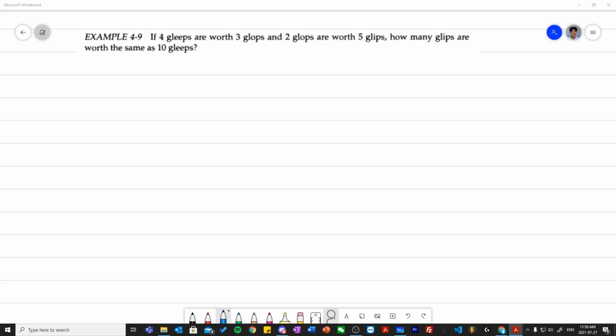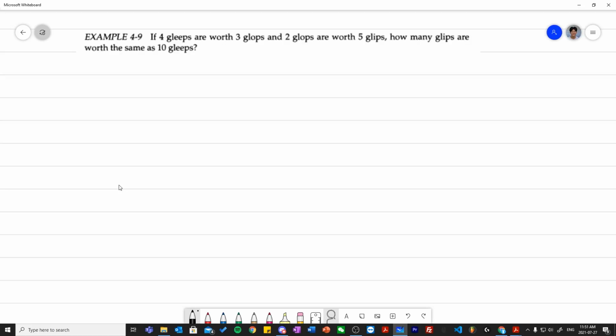What did it mean by 3 and 2 glops? Can you just say 5 glops? Oh, 3 and 2. Do they make 5 glops? Because I'm confused. Okay, how about this? We'll just do this together. Gleeps, glops, glips, they're all really confusing, right?